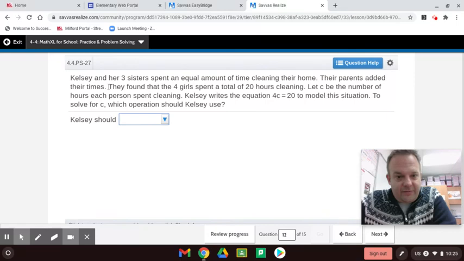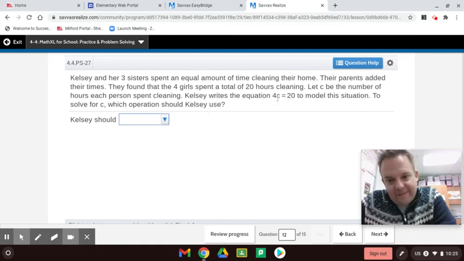Kelsey and her 3 sisters spent an equal amount of time cleaning their home. Their parents added their time. They found that the 4 girls spent a total of 20 hours cleaning. Let C be the number of hours each person spent cleaning. Kelsey writes the equation 4C equals 20 to model the situation. To solve for C, which operation should Kelsey use?